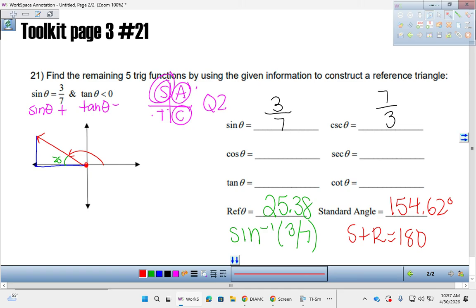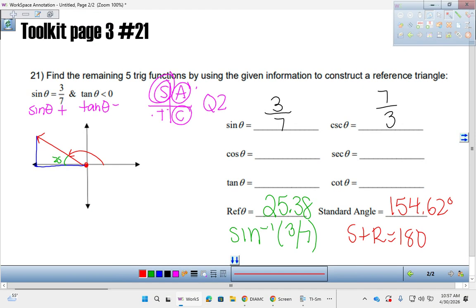Because sine is opposite over hypotenuse. So I have the opposite side and I have the hypotenuse side. What I don't have is the adjacent side, and cosine and tangent require the adjacent side. I need the third leg of the triangle. So I have to solve for that. It's the only thing you really have to solve for without that given information.